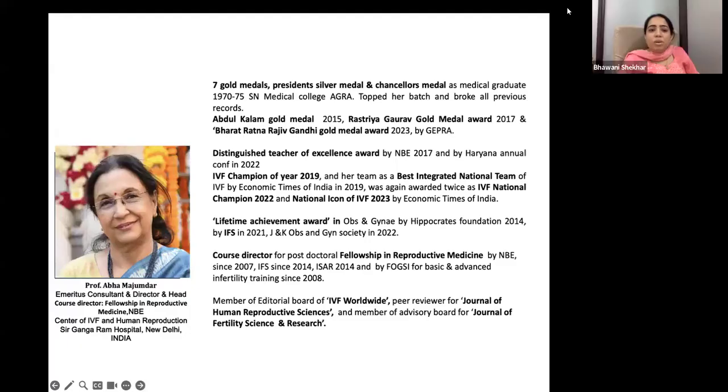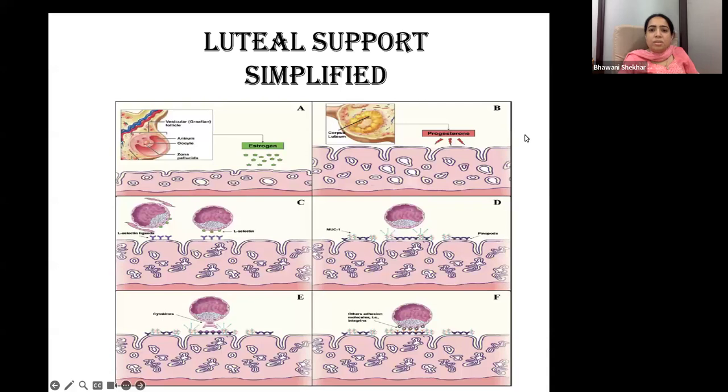Good evening to all. So we are here for another masterclass. The topic for today is luteal support simplified. Luteal support is one aspect where there is a lot of variation in clinical practice and a lot of dilemma amongst clinicians. So what does evidence have to say? To throw more light on this, Dr. Abha ma'am decided to take up this topic for today. So over to you, ma'am.